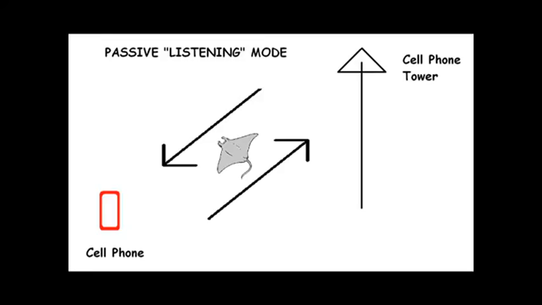When one of these cell phone tower simulators is in passive mode, again, listening like your car radio, any information that's transmitted to or from your phone can be captured and monitored. That includes live calls. That includes text messages as you send them.